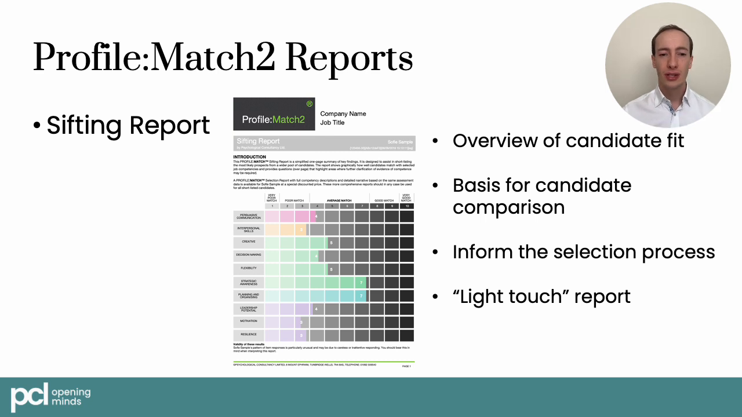So, starting us off then is the sifting report. What you've got on screen here is a screen grab of a sample sifting report. The sifting report is designed to give you an overview of candidates' fit for a particular role against the competencies that you've chosen. So the one that we have on screen has chosen 10 competencies. And really this report is a basis for candidate comparison. You can have multiple candidate reports next to each other, and you can start to see where certain levels of competency fit lie for one candidate versus another.